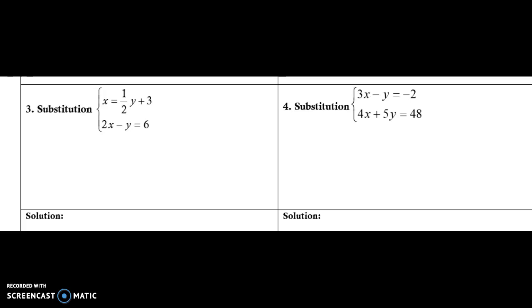If I subtract my 6 over, I'm left with negative y is equal to negative 8. So I can divide both sides by negative 1, leaving me with y is equal to positive 8. All right, so then my final answer would be my x and my y put together. So (2, 8) would be my solution for that substitution problem.